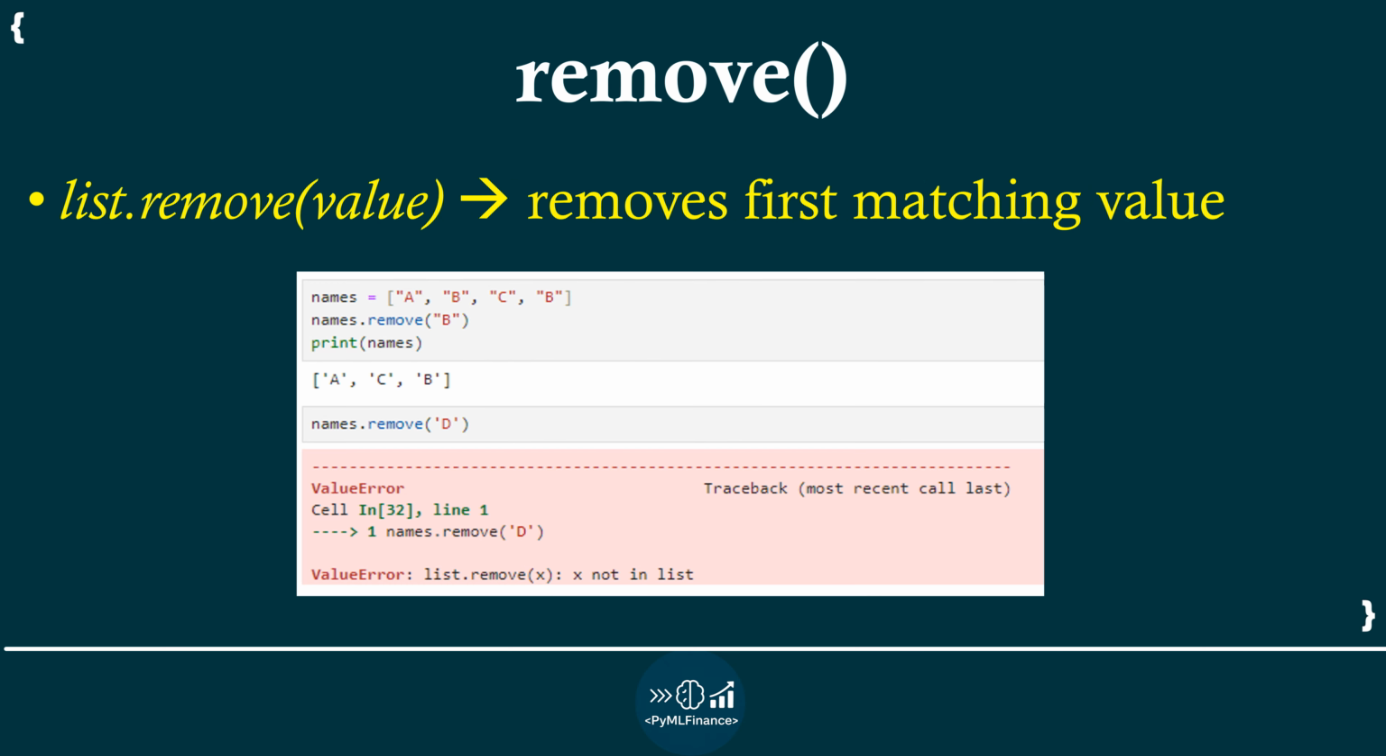Now the next method is the remove method. This method is used to remove the first matching value. Whatever value you want to remove, it will remove the first matching value. In the example, we have the list that contains A, B, C, B, and we are trying to remove B. Python will remove the first occurrence of item B from the list. You can see in the output we have A, C, and B. Now if you try to remove some item that is not available in the list, for example D, you get a ValueError. Python throws ValueError: list.remove(x): x is not in the list.